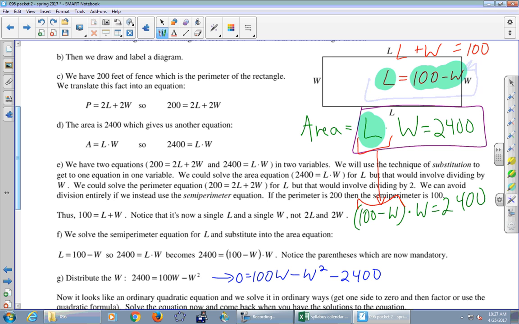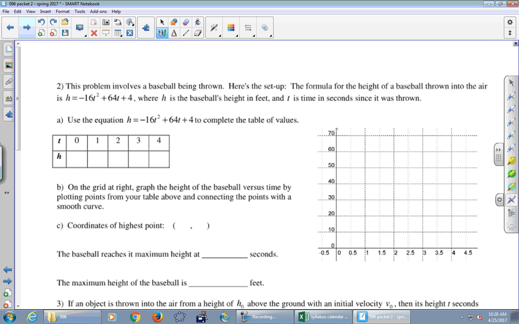So it turns out there's two rectangles, but they're basically the same rectangle. It's either a 40 by a 60 or a 60 by a 40, but it's still the same rectangle. Okay, any questions on that? Okay, next page. We're going to do some physics here together.